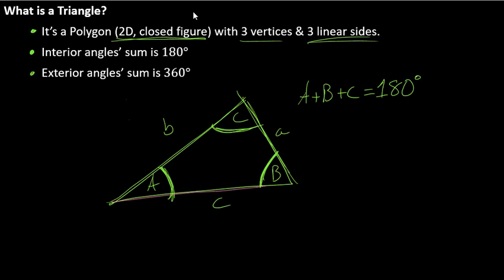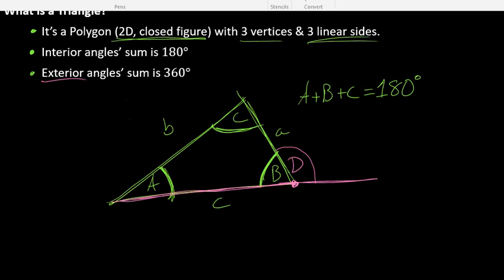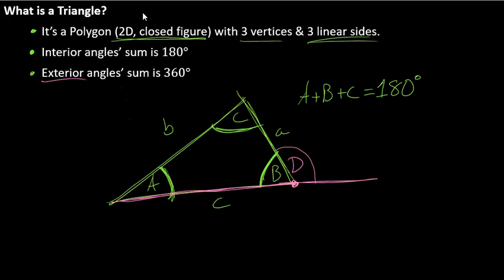So see this side C right here? What if I continued it on out past vertex B? Okay, and this angle created here at vertex B on the outside, hence exterior, right? Let's call this D. Okay, so that would be exterior angle D. And that's what I mean by an exterior angle. I mean an outside angle.